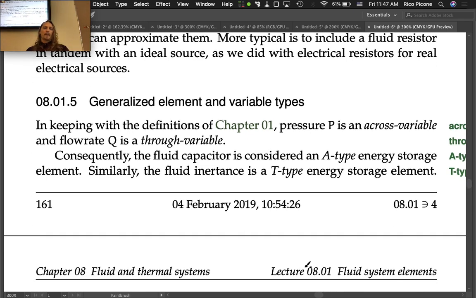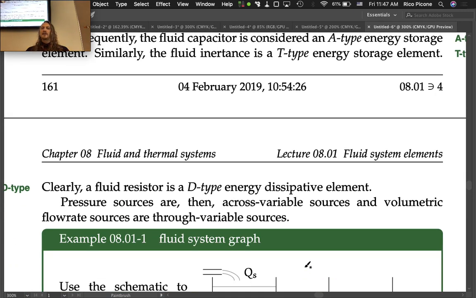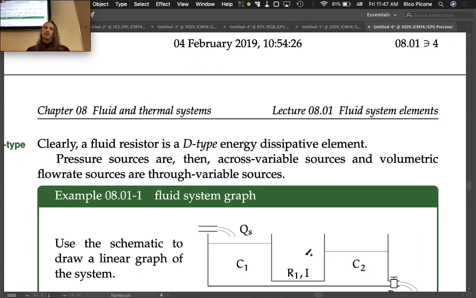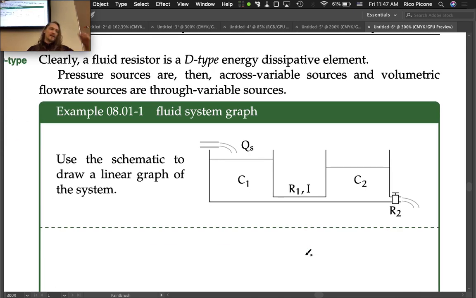Great. Consequently, the fluid capacitor is considered an A-type energy storage element. The fluid inertance is a T-type energy storage element, and a fluid resistor is a D-type energy dissipative element. Pressure sources are then across variable sources, and volumetric flow rate sources are through variable sources. So let's just look at a schematic of the type of system we would maybe model.